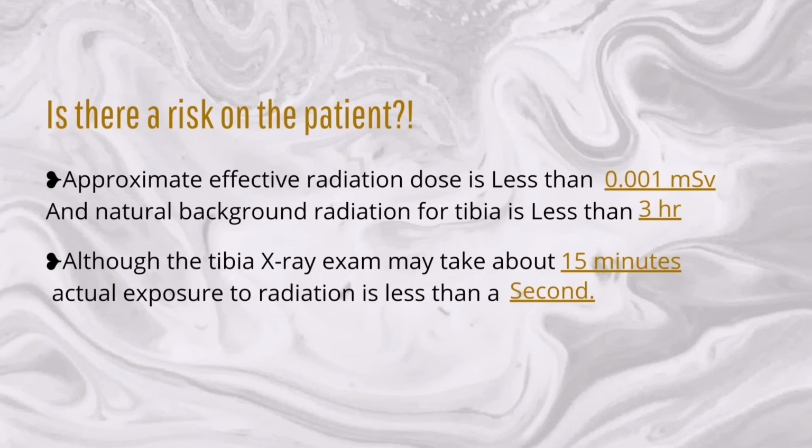Because the effective radiation dose is less than 0.0001 millisievert. So that means the amount used in a tibia X-ray is very small, and it is less than the natural background radiation of 3 hours. The tibia X-ray examination may take about 15 minutes, but the actual exposure to radiation is less than a second, and that means it's safe and not considered dangerous.